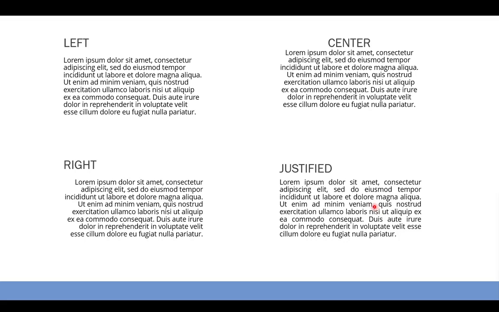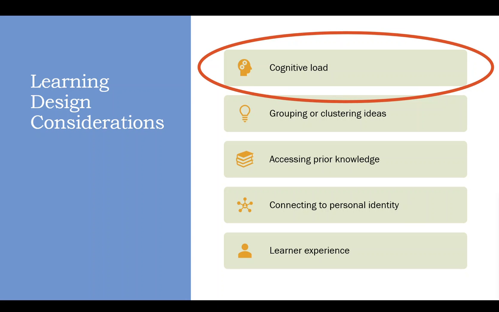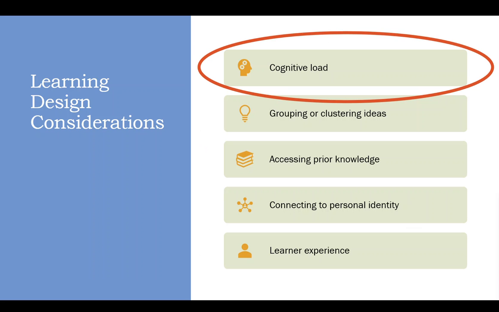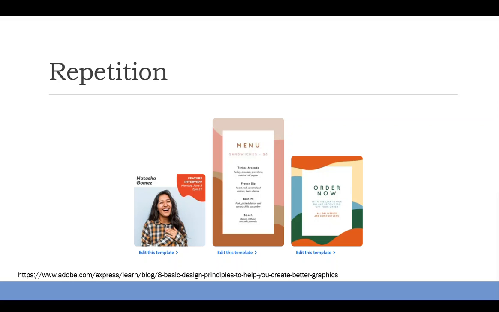What happens with justified a lot is you get these weird spaces. Do you see how some of these are really bigger spaces than others? So be really careful with justified text, because that can also add some inconsistency. And anytime there's inconsistency or something weird, it makes our brains work just a little bit harder. So the learning design theory that goes with that is, again, cognitive load. We want to make sure that our brain doesn't have to search for the text, that it makes sense and it's consistent. All right, the next principle is repetition.